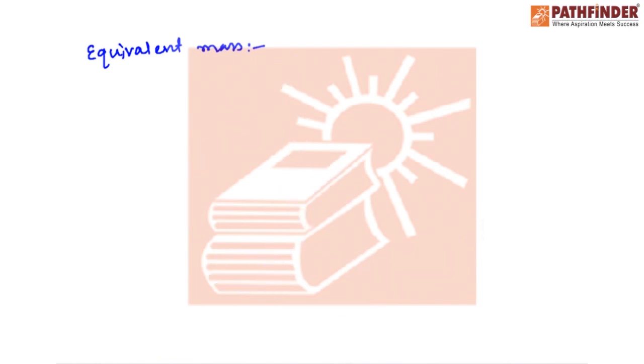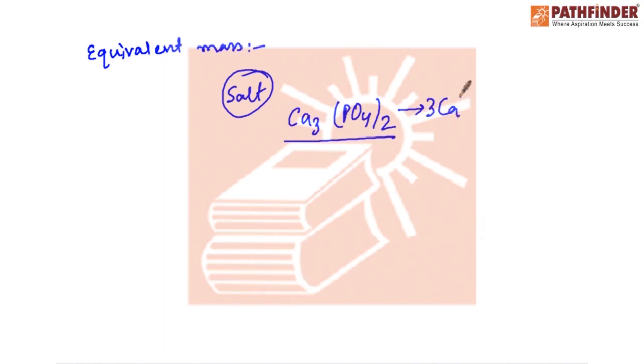Now if I am talking about the equivalent mass of any salt, for example, we are given the salt Ca3(PO4)2. This is calcium phosphate. You need to consider the total positive charge or the total negative charge produced by the cations and the anions, either of them. If you analyze this salt, you will get 3 Ca2+ and 2 PO4 3-. So the total positive charge or the total negative charge would be 6. So the n factor for this salt should be 6.